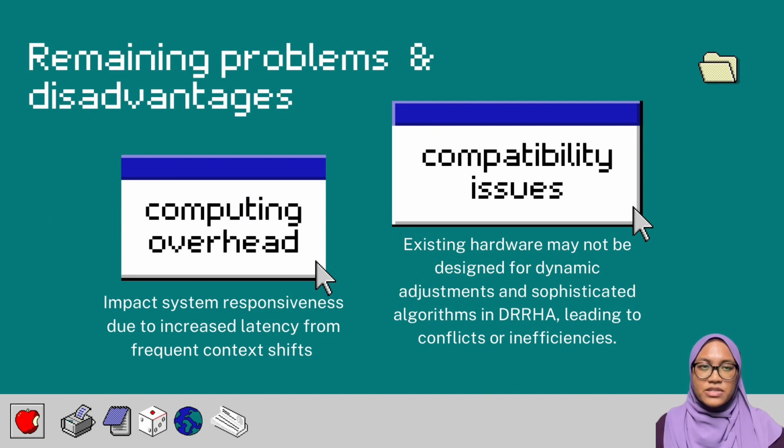Tuning the dynamic scheduling algorithm for DRRHA may require customization for specific workloads, limiting its applicability across diverse computing environments and introducing management complexities.